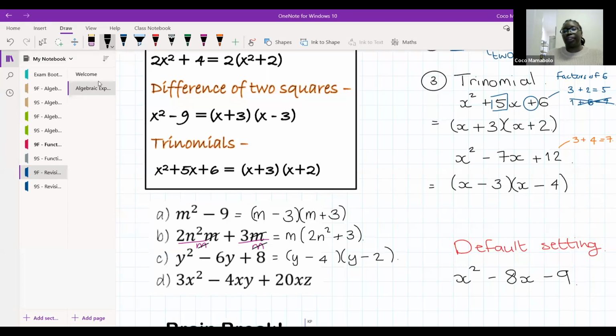All right. For the sake of time, I'm going to do the last one. I'm going to notice that all of them have x in common. So I'm going to take x out, and x is the common factor. If I divide everything by x, I'm going to have 3x minus 4y plus 20z. Unfortunately, I can't factorize that. There's nothing I can do with that. So the only factorization we would have is highest common factor.